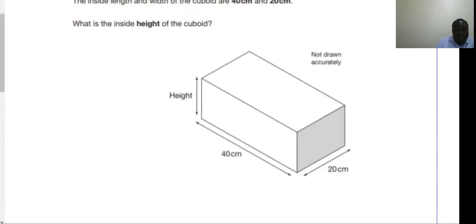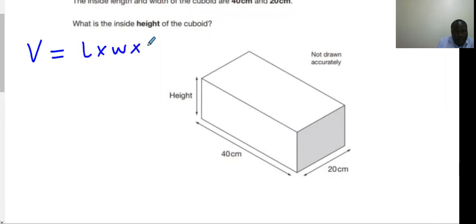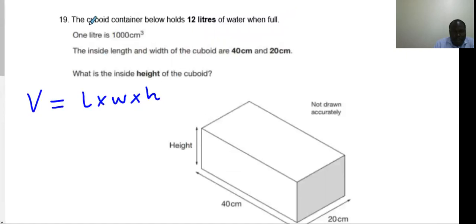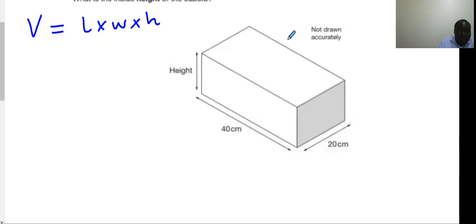Remember this formula which you were taught, I guess, in primary school. Volume V equals length times width times height. If you look clearly, the keyboard container below holds 12 liters of water when it is full. That means its volume is 12 liters.